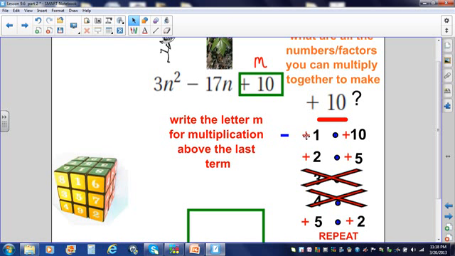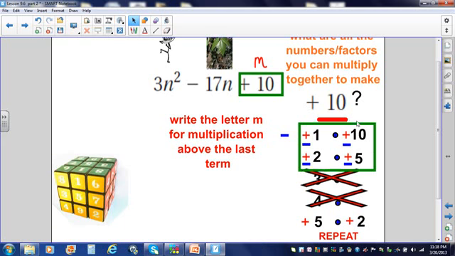Now, a positive times a positive gives you a positive, but a negative times a negative also gives you a positive. So please take a moment and write down all of your possible combinations. So here are our possible combinations right there.